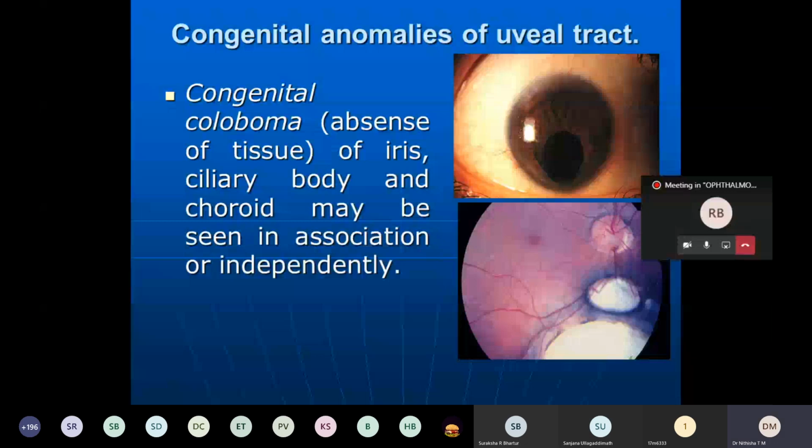Another congenital anomaly of the uveal tract is congenital coloboma. Coloboma is absence of tissue. It can be iris tissue, ciliary body tissue, or choroidal tissue. It can be typical or atypical coloboma. Typical coloboma is located inferiorly and can be associated with optic disc coloboma or choroidal coloboma. If it is located elsewhere than inferiorly, it is called atypical coloboma.